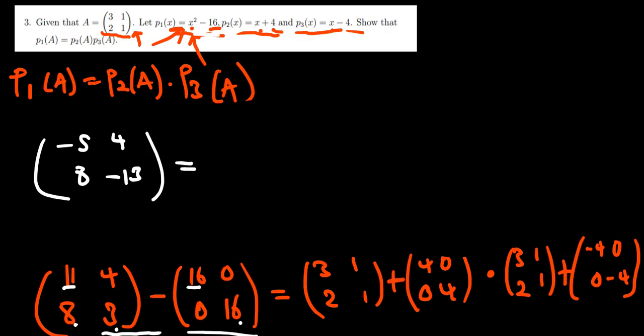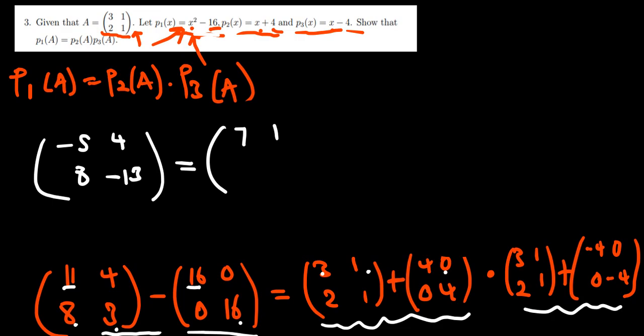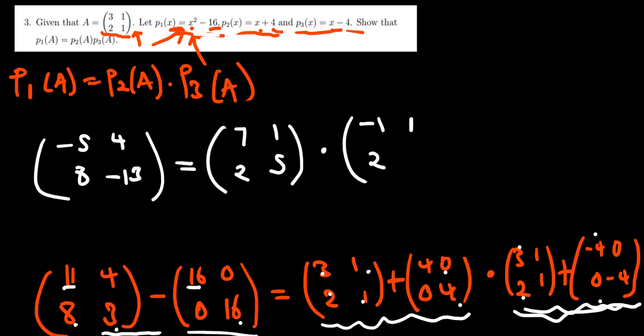Now let's add the matrices on the right and then multiply them. 3 plus 4 is 7, 1 plus 0 is 1, 2 plus 0 is 2, 1 plus 4 is 5. And we are multiplying this by the other sum: 3 plus minus 4 gives minus 1, 1 plus 0 gives 1, 2 plus 0 gives 2, and 1 plus minus 4 gives minus 3.